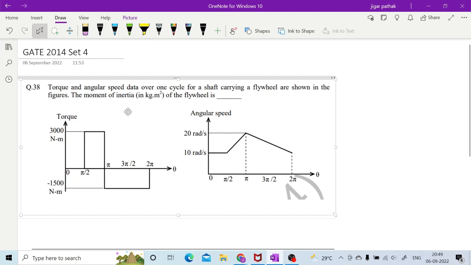Next one. Here torque and angular speed data over one cycle for a shaft carrying a flywheel are shown in the figures. The moment of inertia of the flywheel is. Actually you have to take all the data from the figures which are given to you. So can you try this?